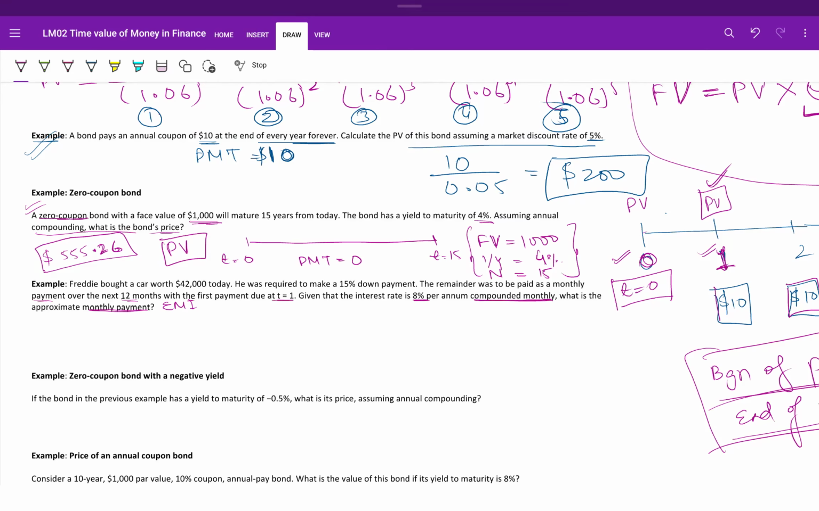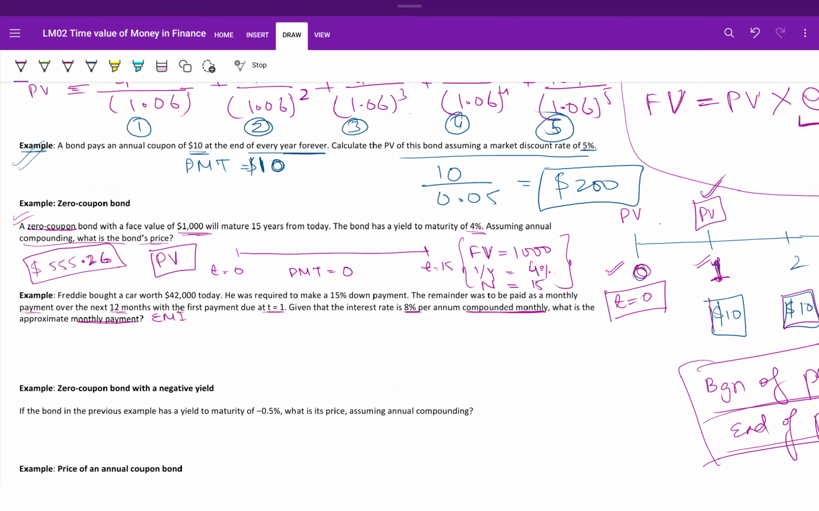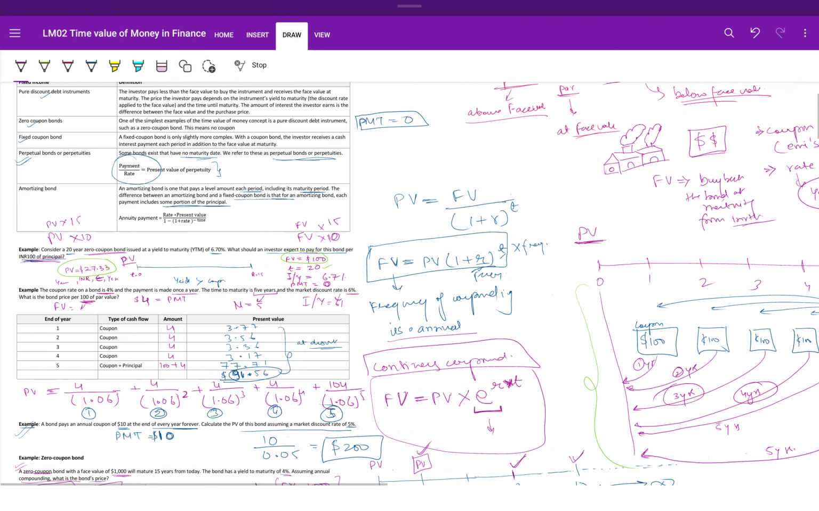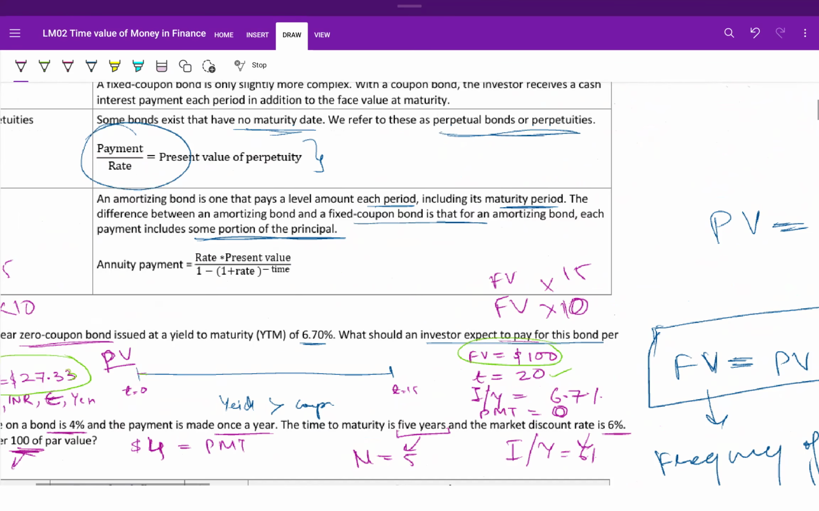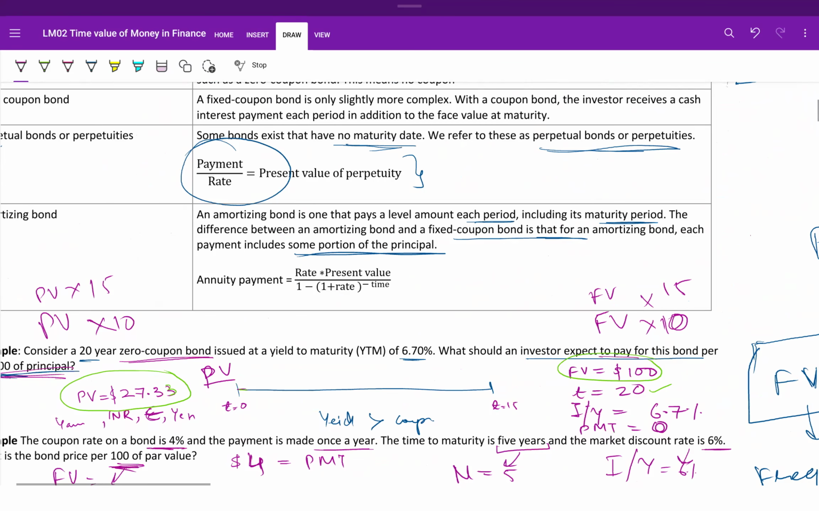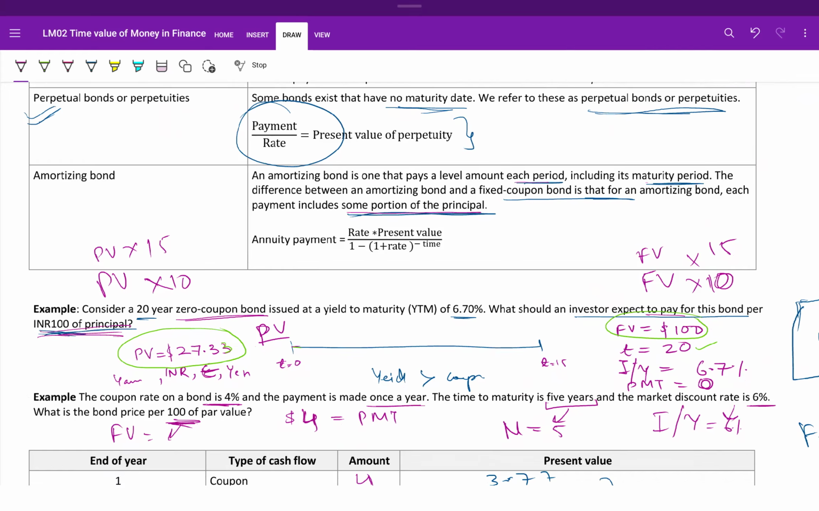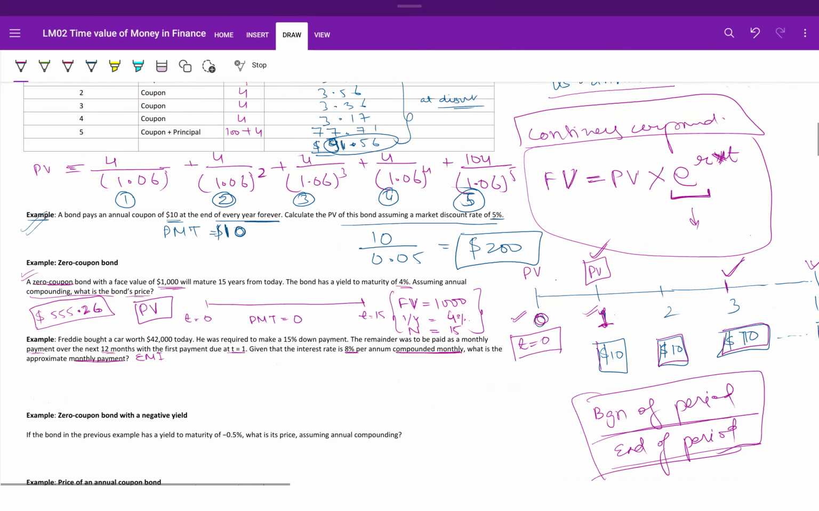So now let's talk about what an annuity is. I need some space. So basically, the definition of an annuity bond: an amortizing bond is one that pays a level amount each period, including its maturity period. The difference between an amortizing bond and a fixed coupon bond is that for an amortizing bond, each payment includes some portion of the principal. What does this mean? This question we actually have to do.